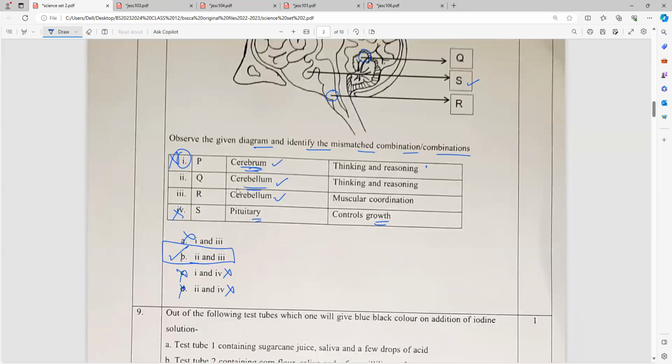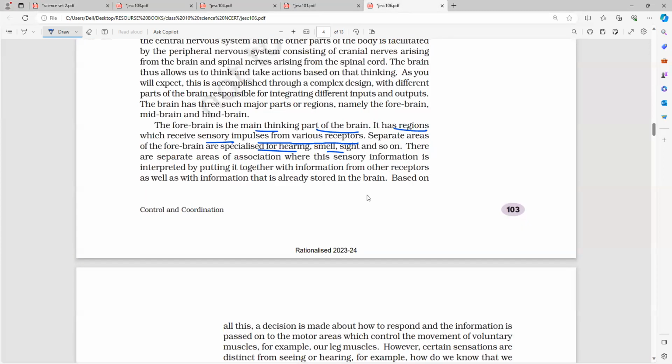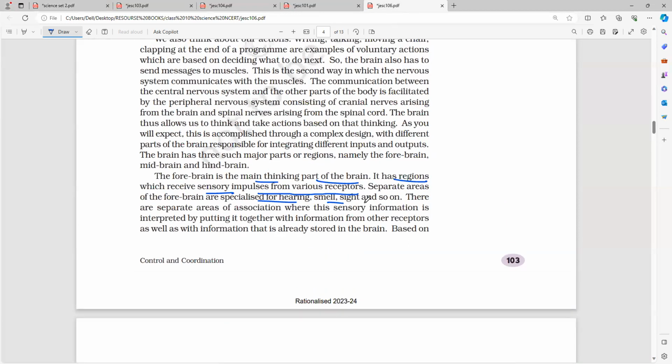Second one, cerebellum. What is the importance of the cerebellum? Posture of the body, sir. It controls body posture. This is directly there in the book. Am I right? Cerebellum. Yes. Where is it there?